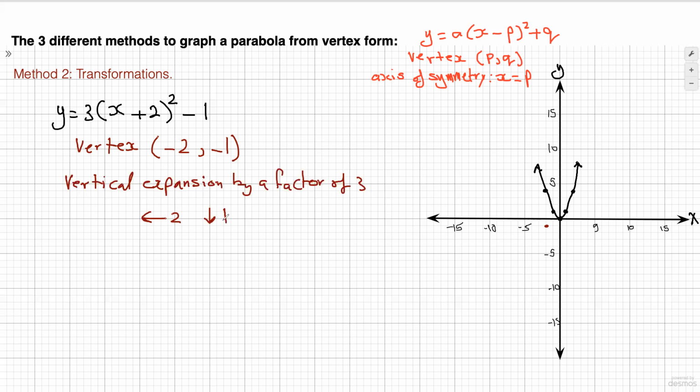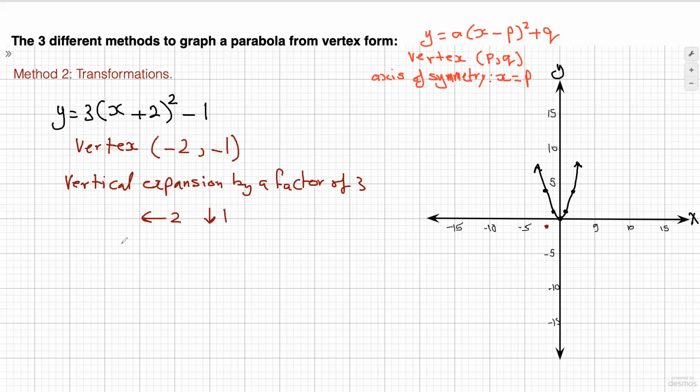moves 1 down. So what we do, I'm going to show you even this point right here, the vertex. So if you're going to do vertical expansion by a factor of 3, you multiply the y value of this point by 3. The y value here is 0. So if you multiply it by 3, it stays 0. So there's no vertical expansion for any point on the origin there. But then the graph moves 2 to the left and 1 down. And that's how we got our point right here, the vertex. Okay.